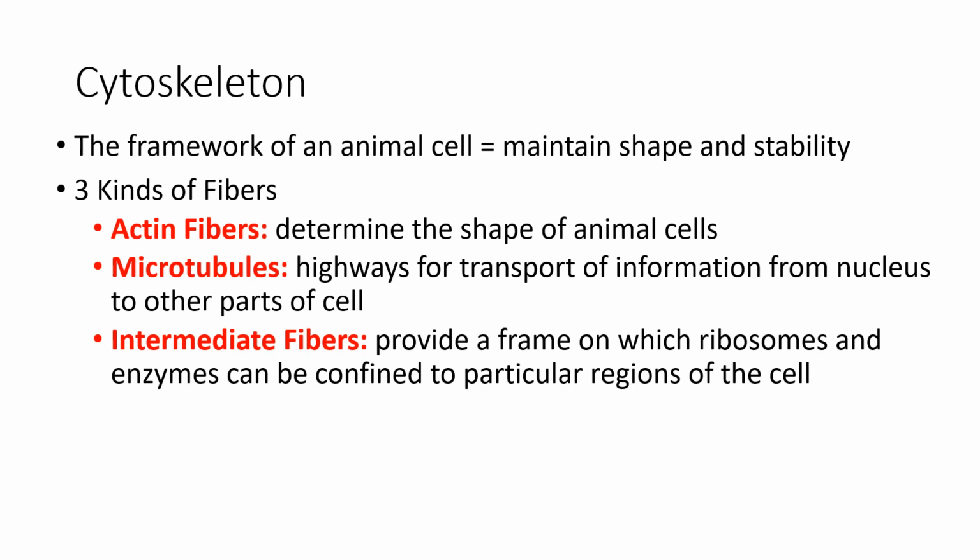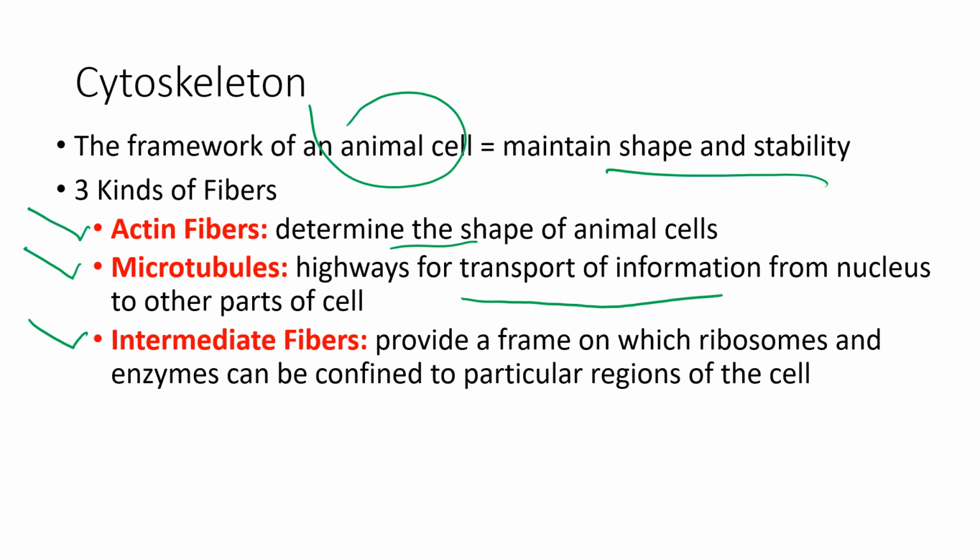All right, cytoskeleton. It's the framework of an animal cell. It gives it shape and stability. There are three types of fibers: actin, microtubules, and intermediate fibers. Actin helps determine the shape. Microtubules are the transport of information from the nucleus to other parts of the cell. And intermediate fibers provide a frame on which ribosomes and enzymes can be confined to particular regions of the cell. So these three fibers make up a cytoskeleton, while prokaryotes only had one. That's a good comparison that you should probably keep in mind. Hint, hint, nudge, nudge.